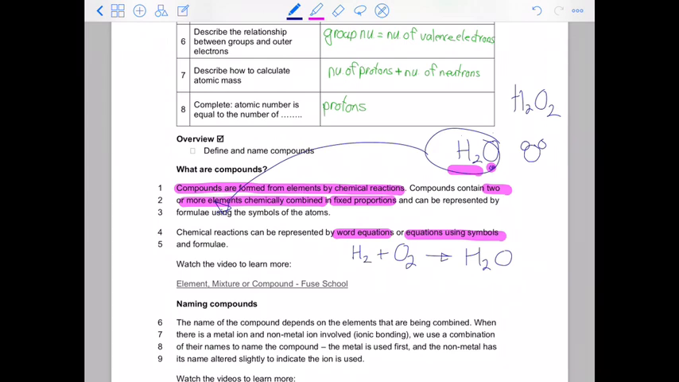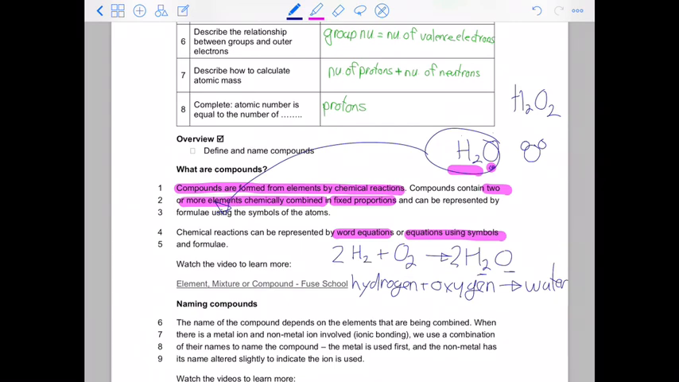Now we'll get more into balancing in a minute, but you'll see here there's 2 hydrogen atoms, but only 1 oxygen atom, whereas we can't have half of an oxygen molecule. So we actually need to add a 2 here and a 2 there to make sure it's balanced. But as I said, we'll get more into that later on. We can also represent the same equation by saying hydrogen plus oxygen reacts to form water.